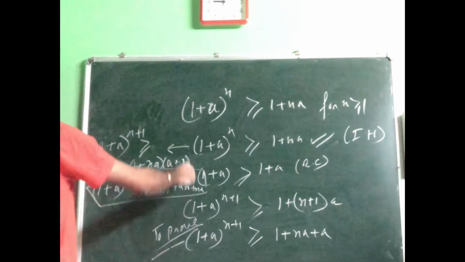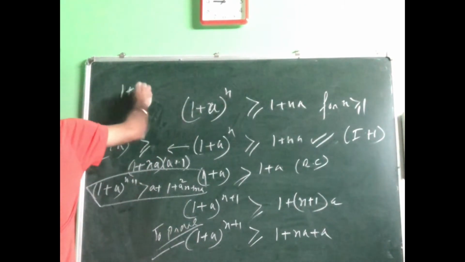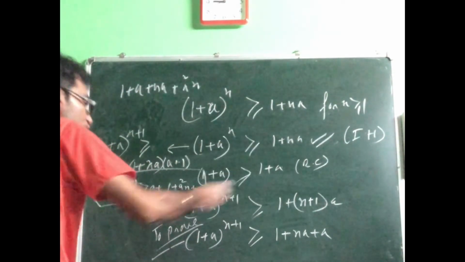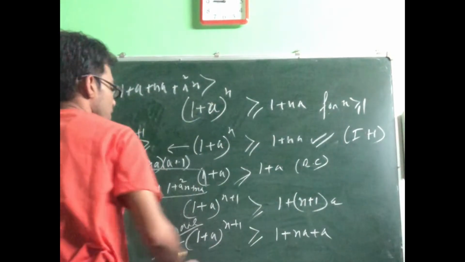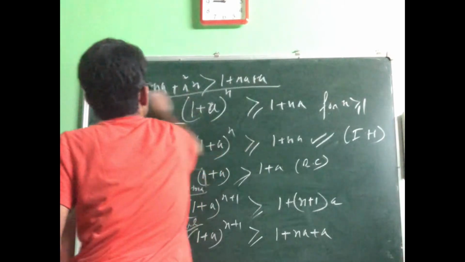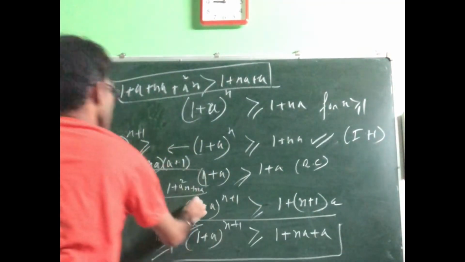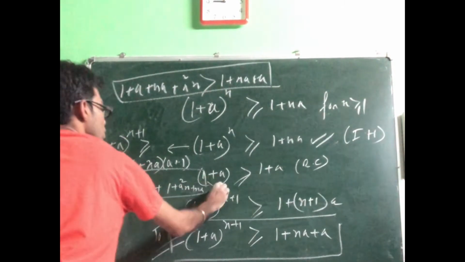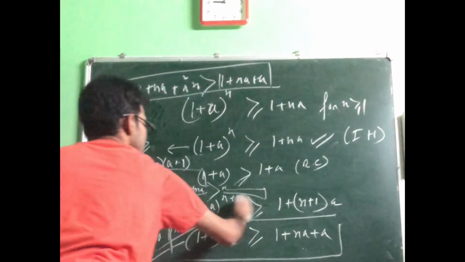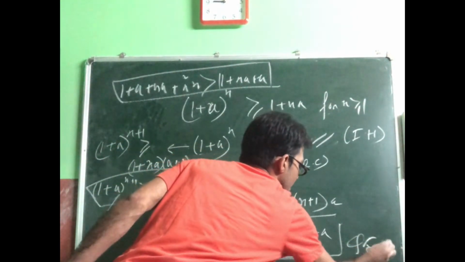And very naturally, what I have here is 1 with a, plus a, plus na, plus a square n, which definitely is greater than this value, which is 1 plus na plus a. I got this value, and this value is greater than this one, so that means this is greater than this. That's what I am required to prove. QED.